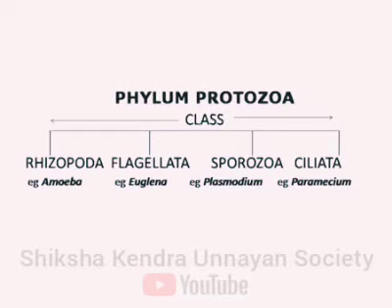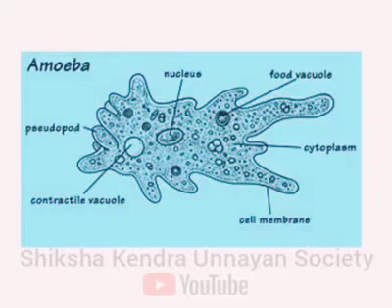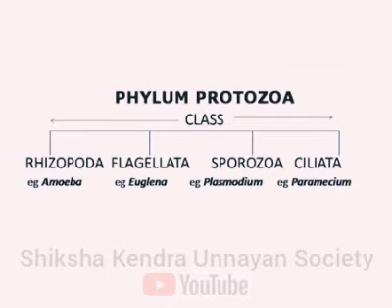Class Rhizopoda. Rhizopoda include all those organisms which move about with the help of pseudopodia. Example is amoeba. Class Flagellata. As the name suggests, flagella means whip-like. So this class includes all the organisms which move about with the help of flagella.